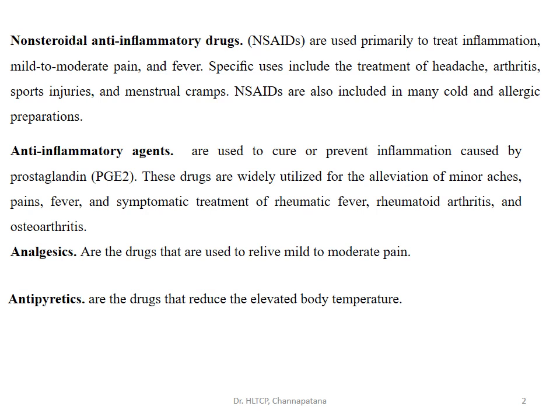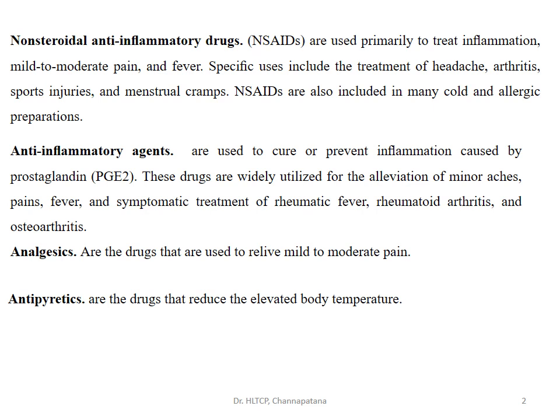Now the second specific use of these anti-inflammatory agents is in the treatment of headaches, arthritis, sports injuries and menstrual cramps. And also sometimes NSAIDs are preferred for allergic preparations in cold conditions. That is, if a common cold occurs, at that time they are also useful.